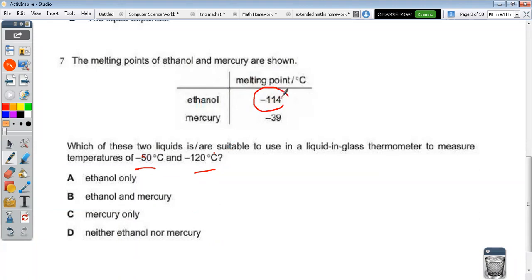The challenge with ethanol is that it won't be able to measure this, because ethanol can only measure down to minus 144, and this range is going to minus 120. Can you see that? Making sense? So if we read the question and apply the same, we can use neither ethanol nor mercury for the range we are given. Are we together? So it's none of the above, because we have to find a liquid that will be able to measure those two temperatures before it melts.